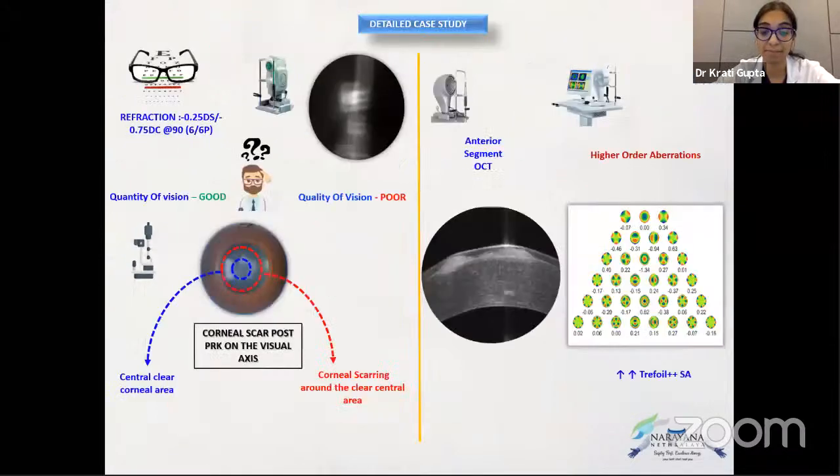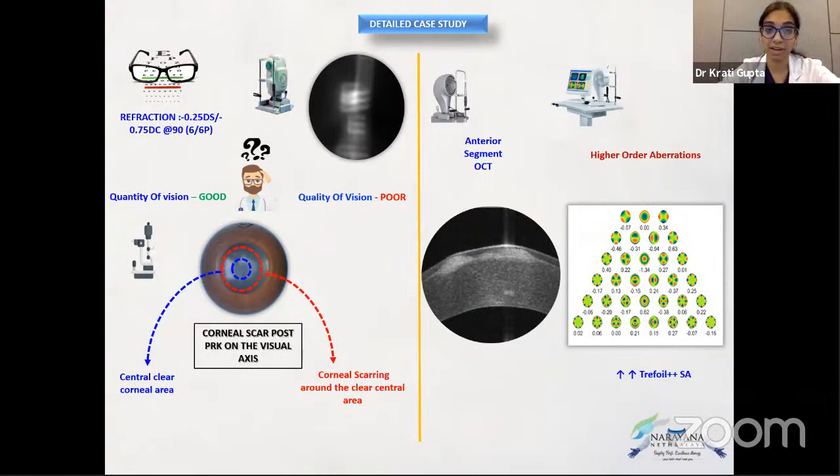The next slide, please. We did a detailed case study in this particular case. Since the patient's quantity of vision was good, because his best corrected visual acuity was 6/6, we went ahead and did an EyeTrace for this patient, and we found that the quality of vision was quite poor, which is evident on the simulated vision pattern seen from the EyeTrace aberrometer. We thought that maybe because of the small central clear zone the patient is having a good quantity of vision, but the surrounding scarring is contributing to the poor quality of vision. Also, the Zernike profile showed an increase in higher order aberrations such as trefoil and spherical aberration.